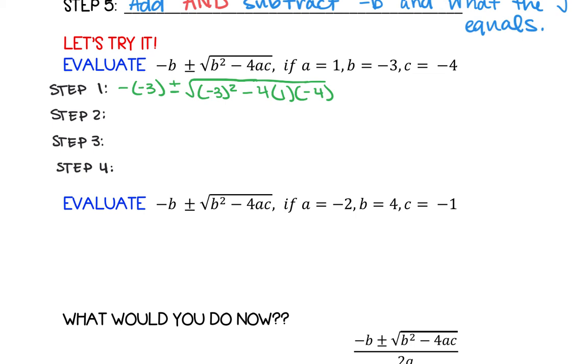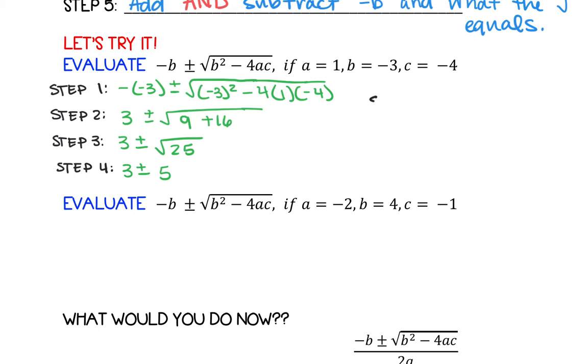Okay, so this gives us a +3 plus or minus the square root. -3 squared is 9. And then -4 times 1 is -4. -4 times -4 is 16, so plus 16. Then we have 3 plus or minus the square root of 25. Step 3 is to combine those b squared and 4ac. Step 4 is to take the square root, so 3 plus or minus 5.